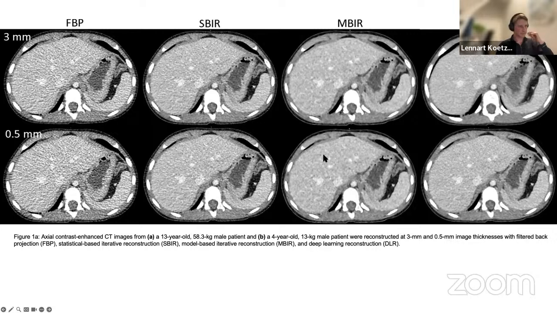this speckly or plastic-like noise texture. And this is especially important in low contrast. This could possibly hamper your low contrast detectability. And here with DLR, we can see both the low noise as well as the desirable noise texture.